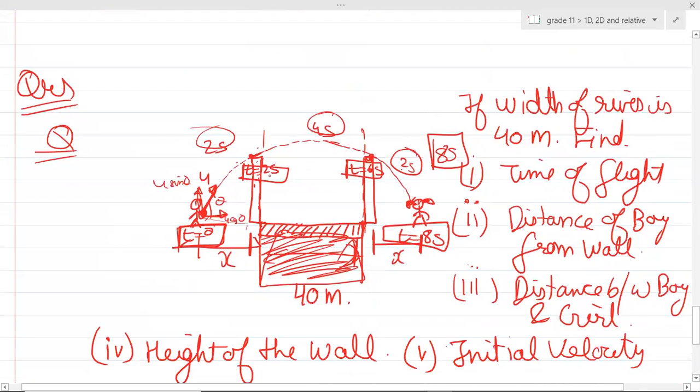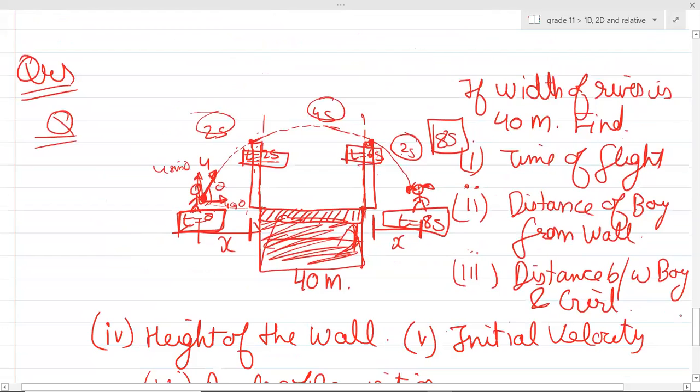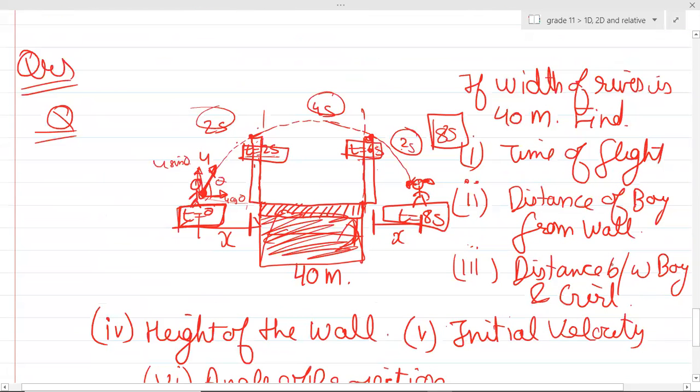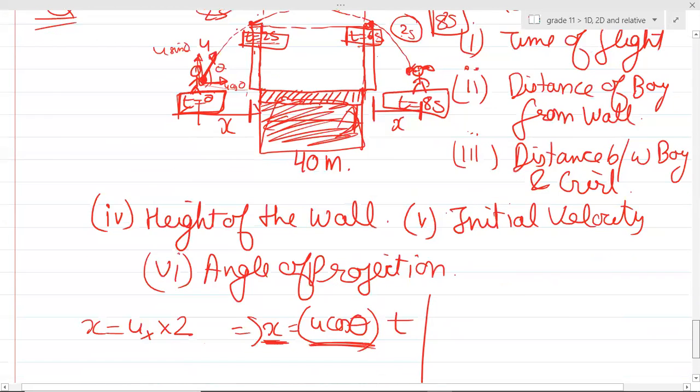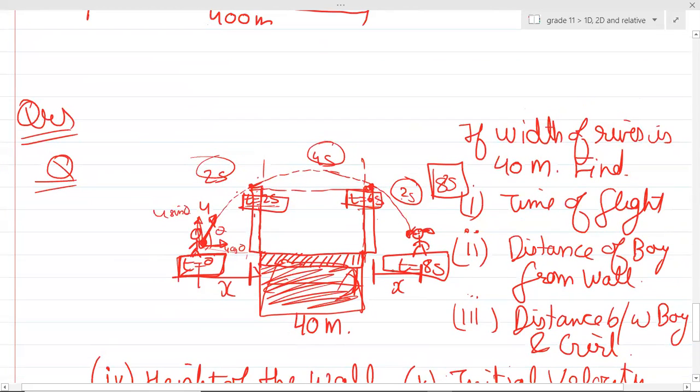Can you see the time interval from here to here, 2 seconds to 6 seconds? Can you see this time interval when the ball was flying above the river? What was the time interval, guys? What was the time interval when the ball was flying above the river? 4 seconds. 4 seconds, right? This is the time interval where the ball was traveling above the river, right? 4 seconds. What is the horizontal distance which it covered in those 4 seconds?